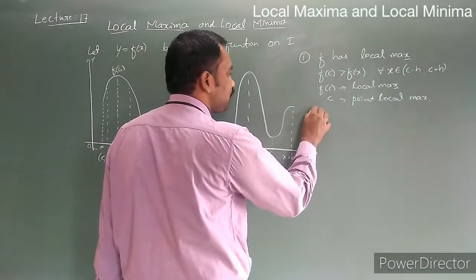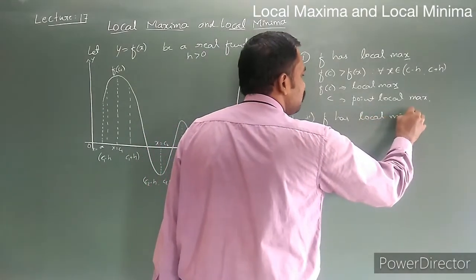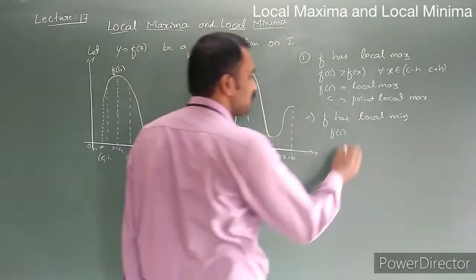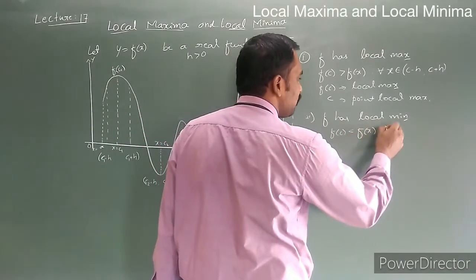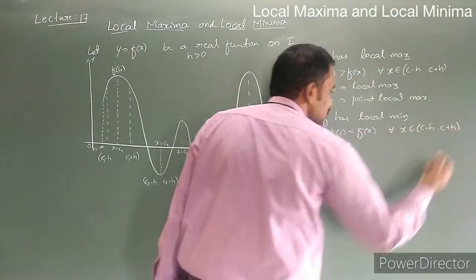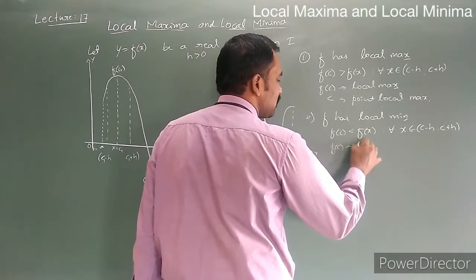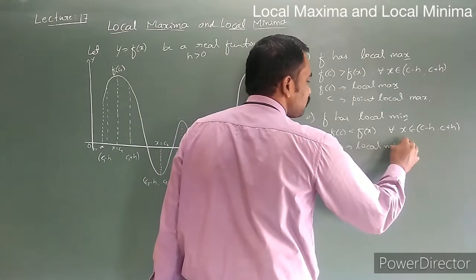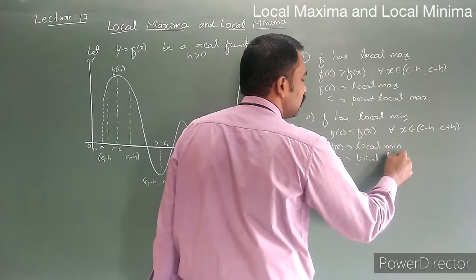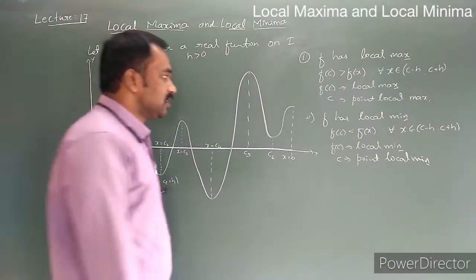Similarly, in the second case, f has a local minimum whenever there exists a point c such that f of c is less than f of x for all x belonging to (c minus h, c plus h). In this case, f of c is said to be a local minimum value, and c is said to be a point of local minimum. This is how.